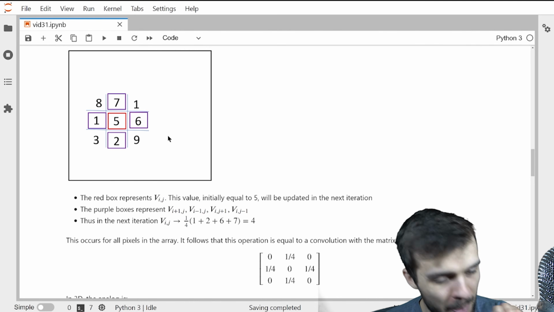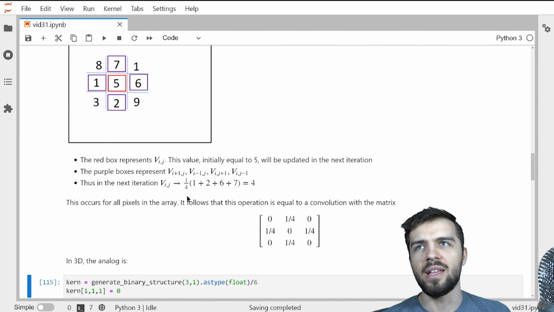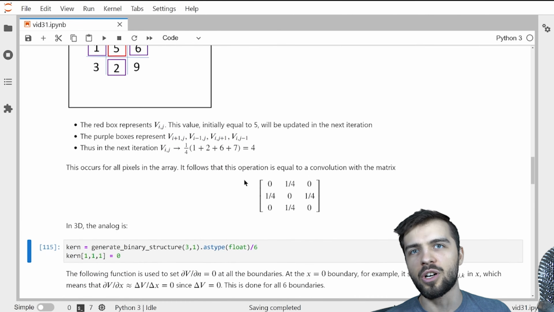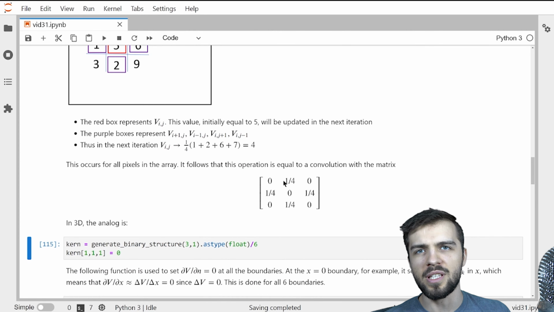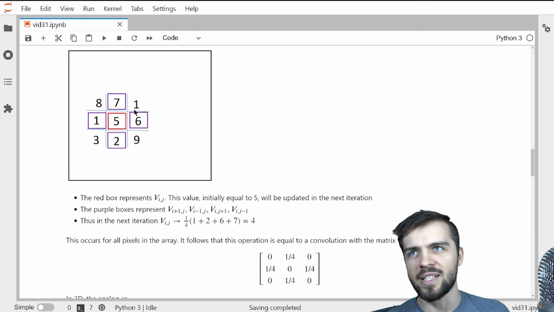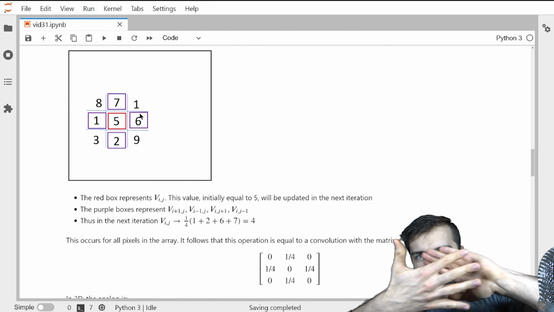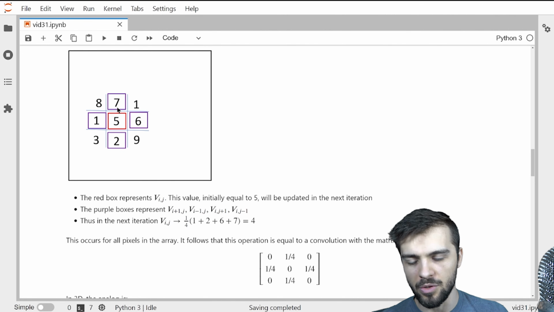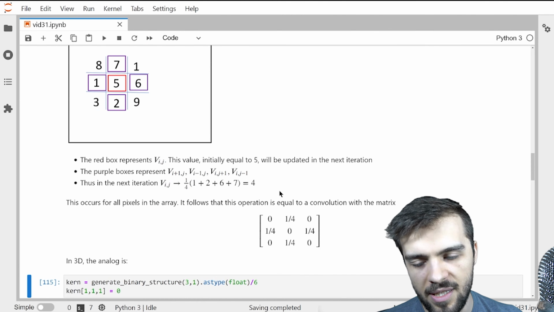And this occurs for all pixels in the array. So this is a big array of many, many pixels, but this operation here is a convolution with this matrix here that has 0, 1/4, 0, 1/4, 0, 1/4, 0, 1/4, 0. If I take this matrix and put it over top of this, multiply the two together element-wise, and sum them together, which is what a convolution essentially is. A convolution is like the integral of this and this here, but really it's a sum because it's finite.